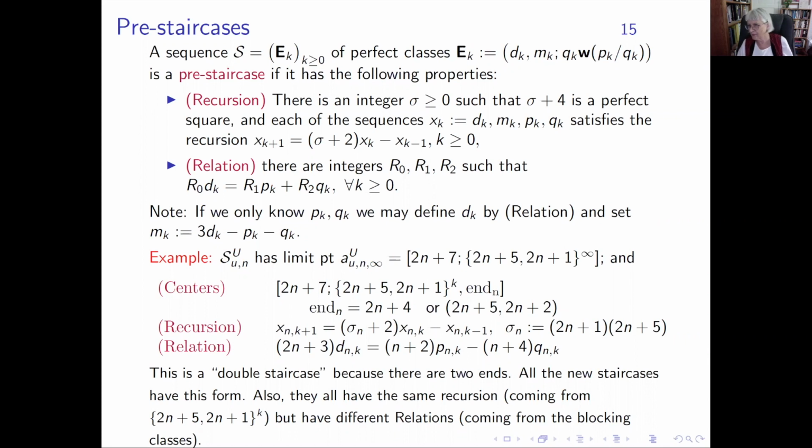Once you fix n, we have a parameter. Actually, Usher also had a parameter n that fixed its recursion. But the relation is different for each of our different staircase families. You notice this relation here depends on n, but the coefficients are nice linear functions of n. So it's one linear relation, linear in n, for each kind of staircase.